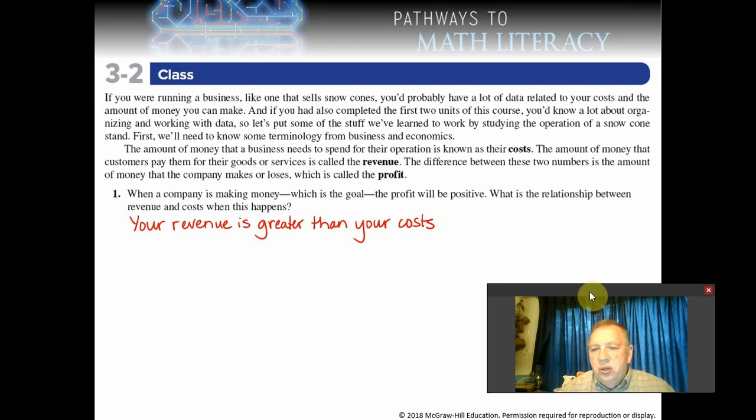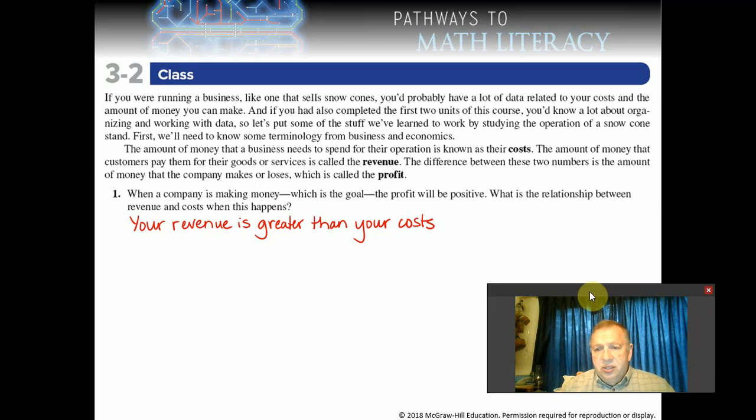So your revenue is what you make. If I started a snow cone business and I don't sell any snow cones, nobody is giving me any money. Each time I sell one, my customers give me money. That's my revenue. I put that into the cash register. Now, not all of that is profit.